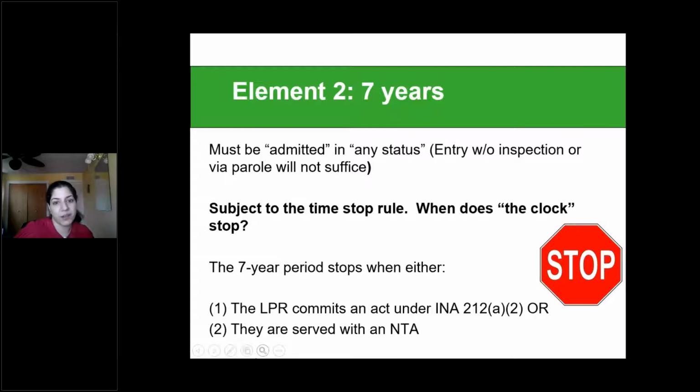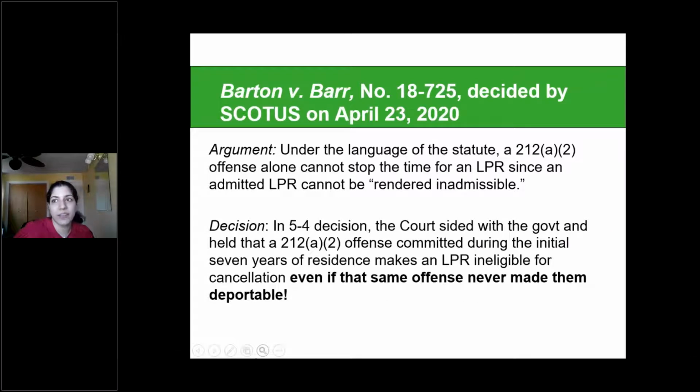So what the Supreme Court said in Barton is that the 7-year period stops whenever an LPR commits an act under INA 212(a)(2), which are the criminal grounds of inadmissibility. What folks were arguing was that a 212(a)(2) offense should not stop the time for an LPR if that 212 offense did not also render the LPR inadmissible. The argument being that an LPR has already been admitted and therefore cannot be rendered inadmissible.